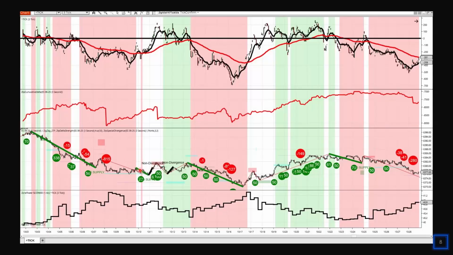So I have a special version. I am filtering this for large lots. And then also on this chart, you see that I again have my special divergence indicator, and this time it's set at a filter of 50. So that's why you see a lot of these 50 lot trades.